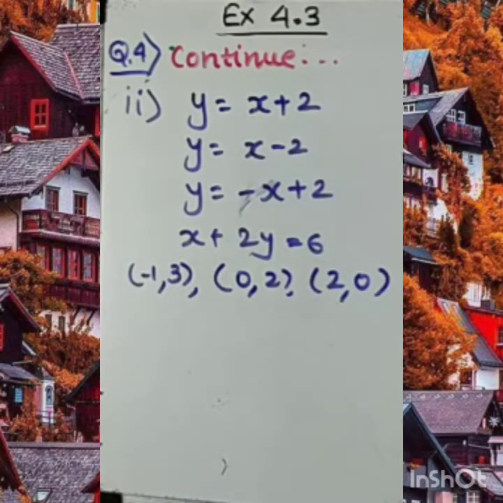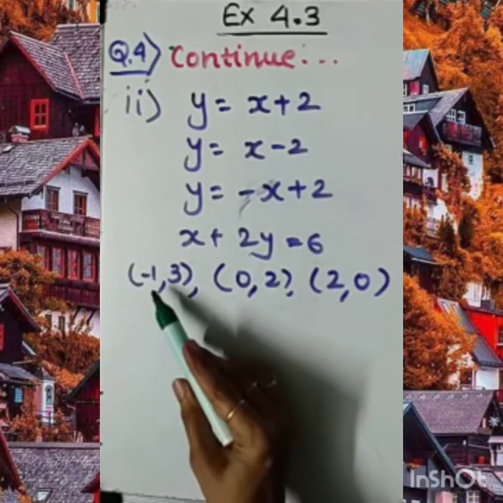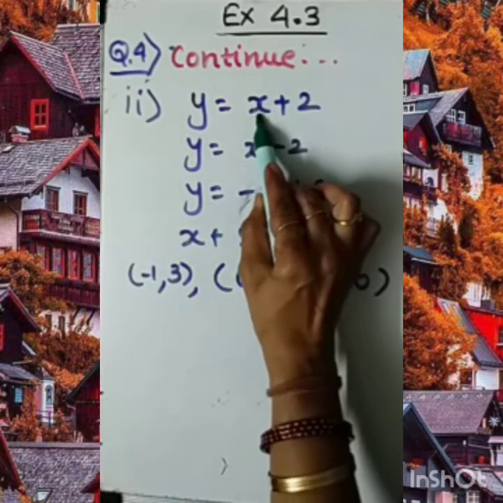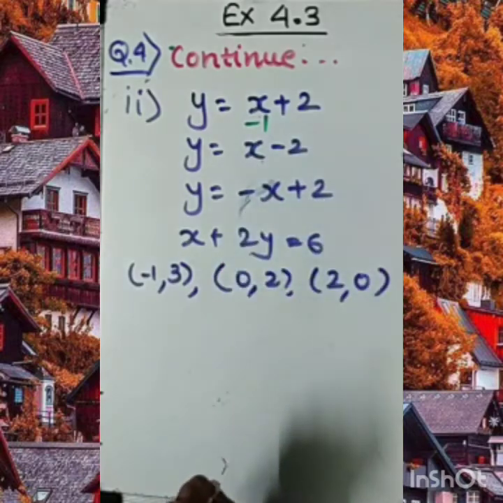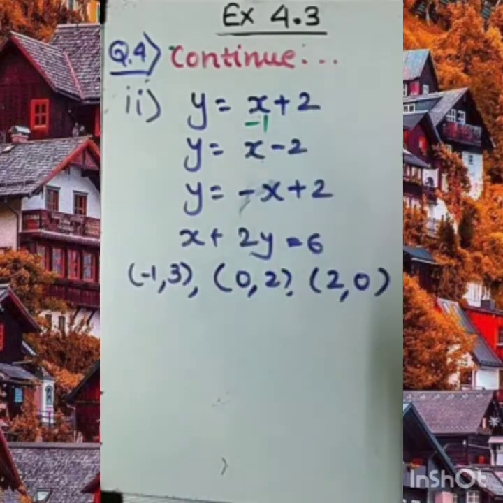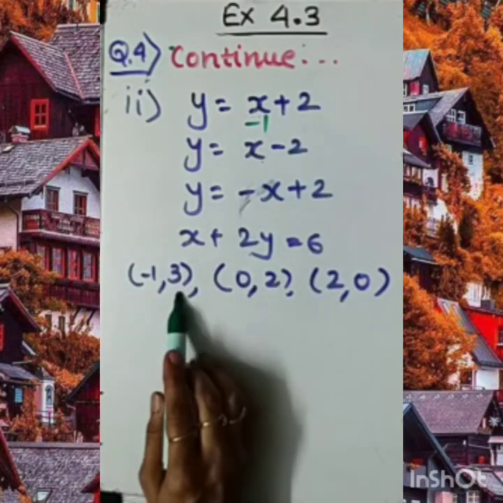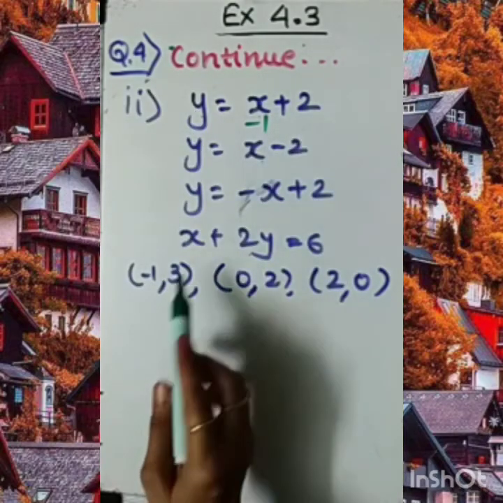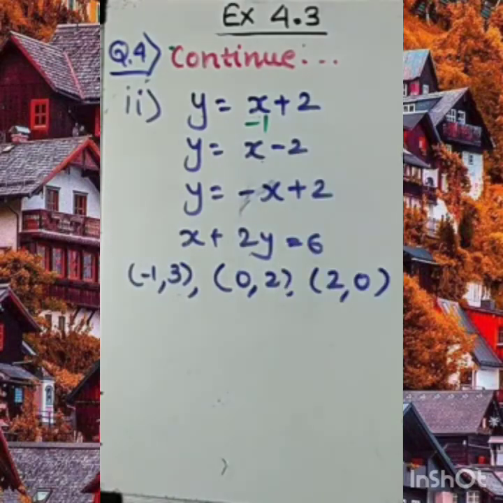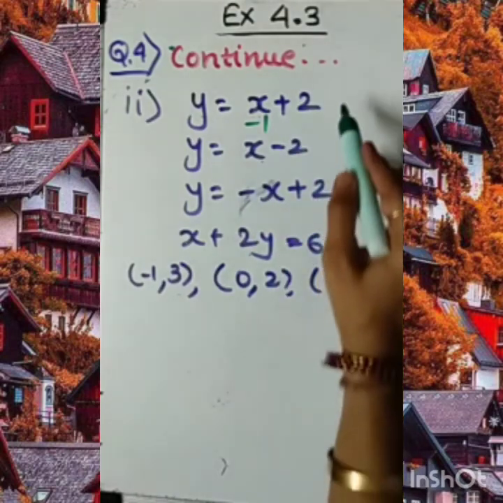One by one, let's substitute the value here. If I write minus 1 here in place of x, then minus 1 plus 2, that is 1. But here y is 3. Is 3 equal to 1 possible? Not possible. So this is cancelled.